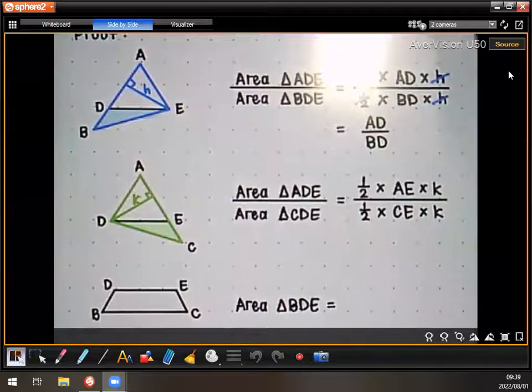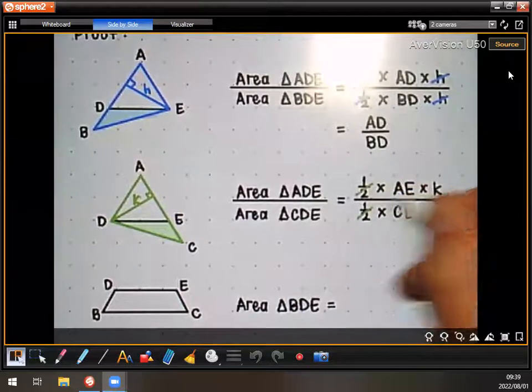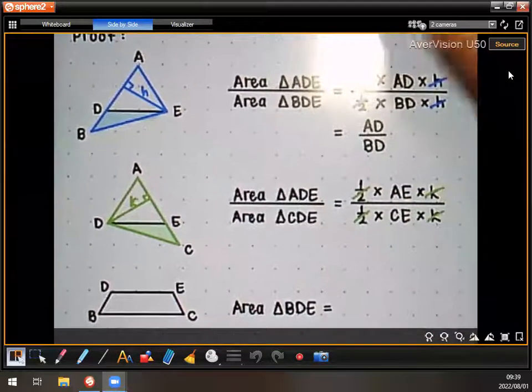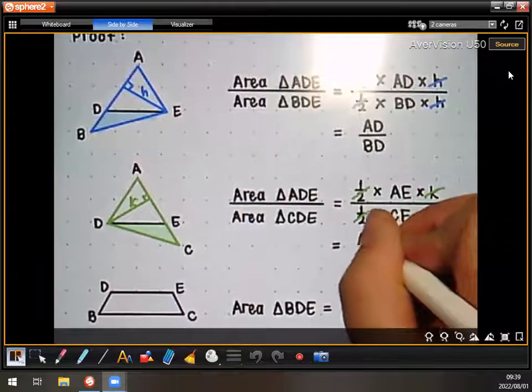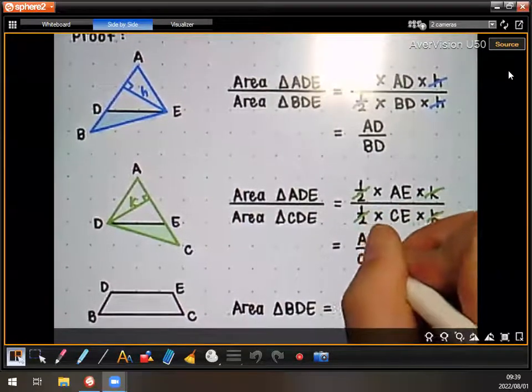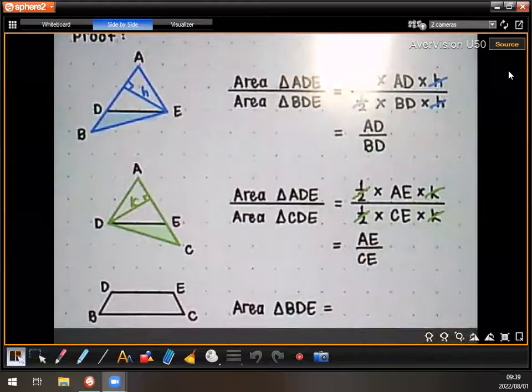Just like in the previous step, we can cancel out the halves and we can cancel out the K's, and we are left with AE over CE, which is the second half of what we are trying to prove.